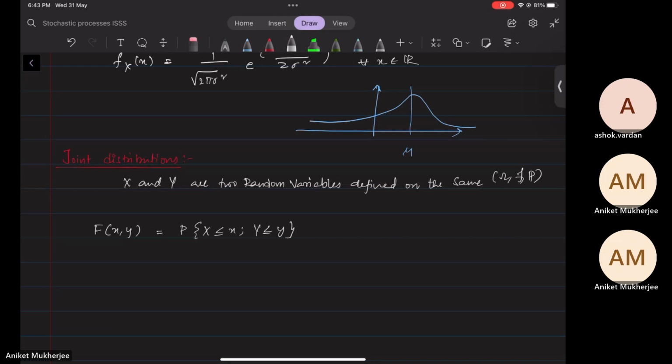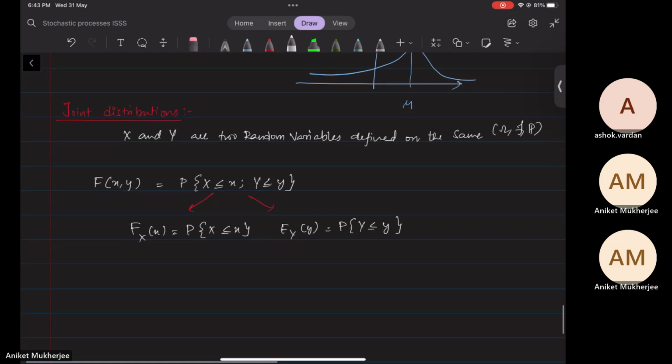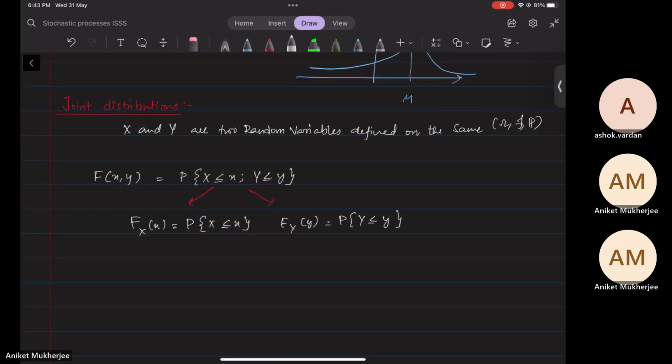So from this, what we can see is that F_X(x) is the probability of X less than or equal to x, and F_Y(y) likewise. These are just the distribution of the random variable X and the distribution of the random variable Y. Now we can get these back, and this is known as the joint distribution.